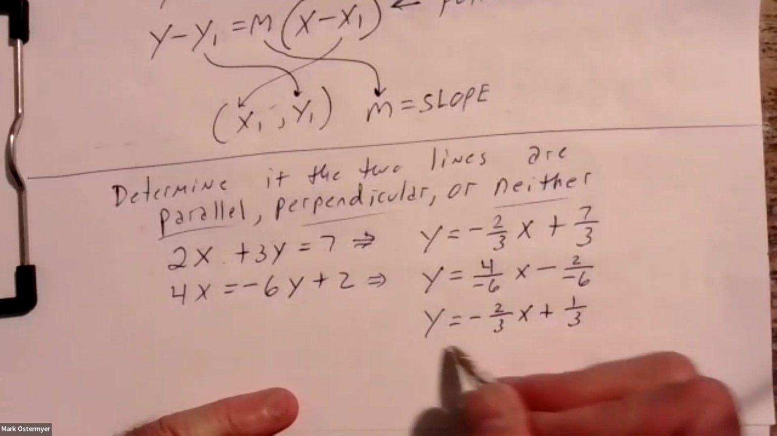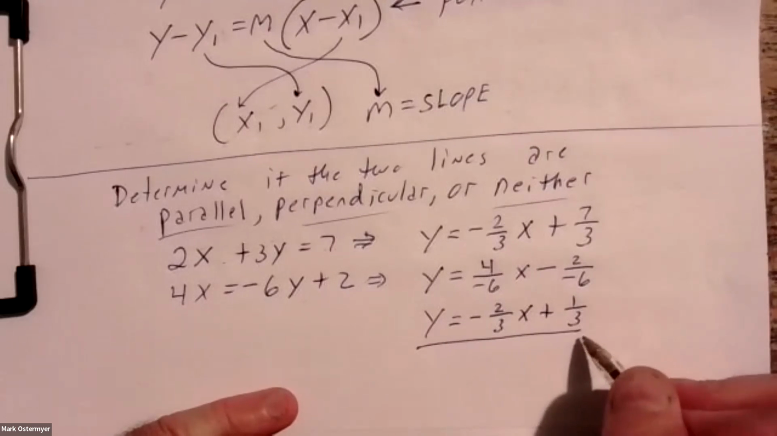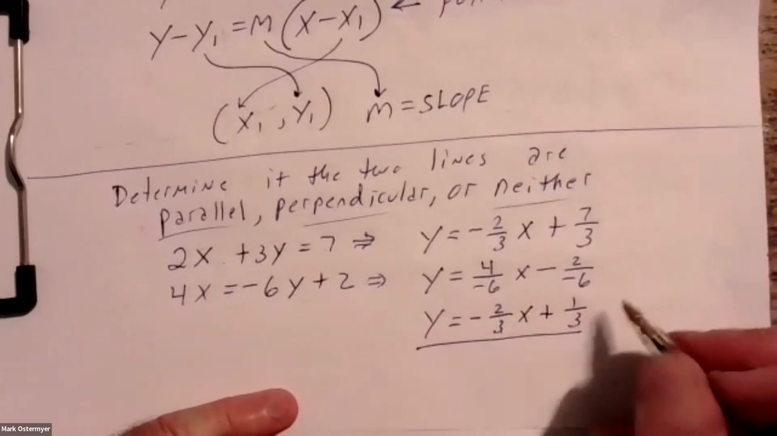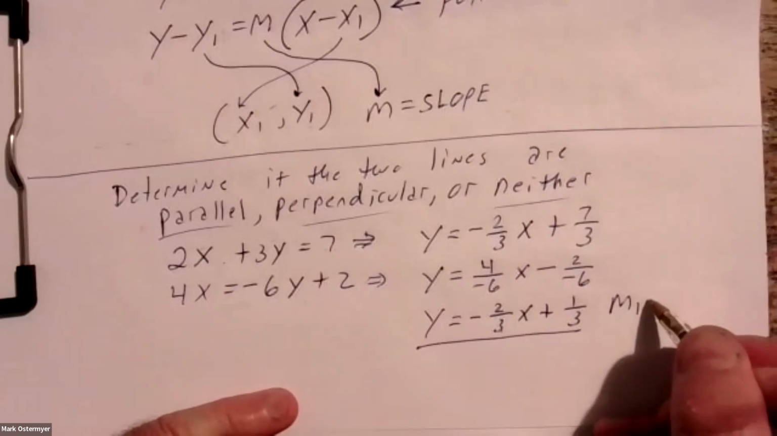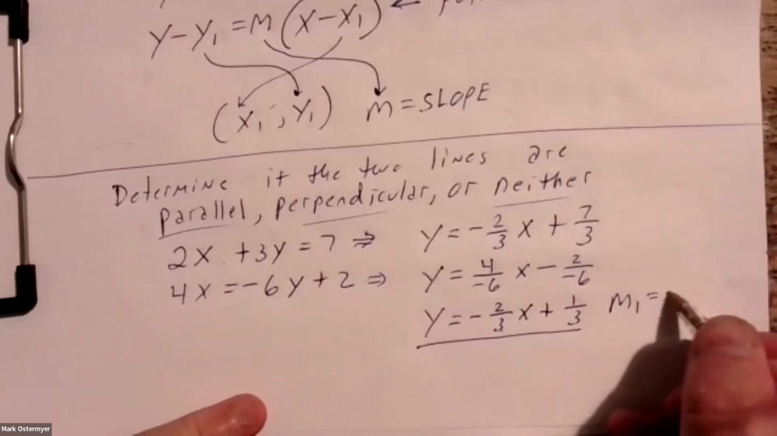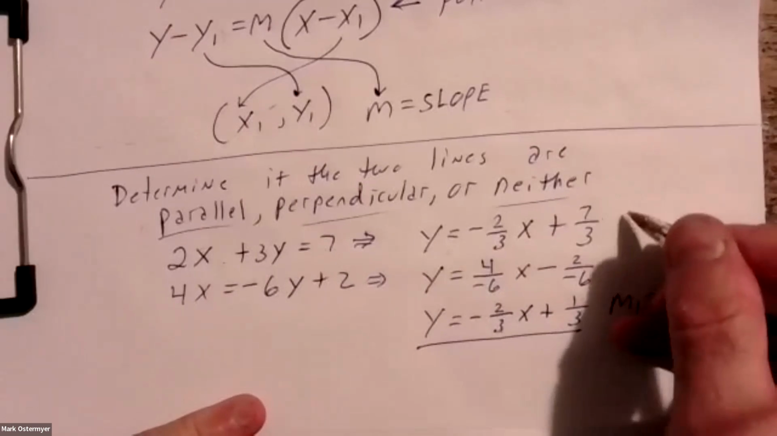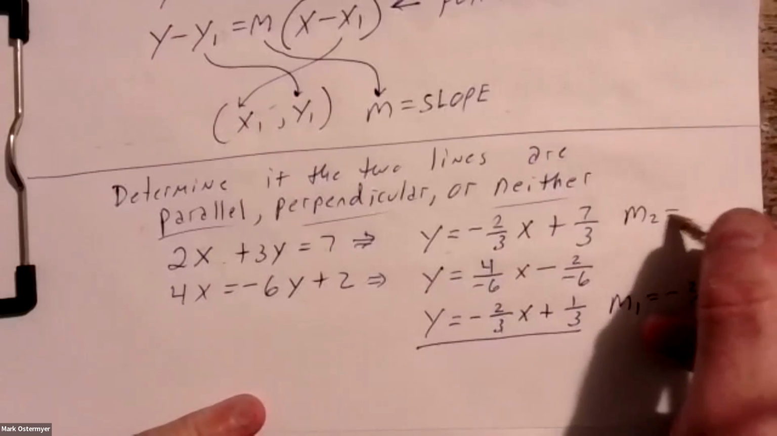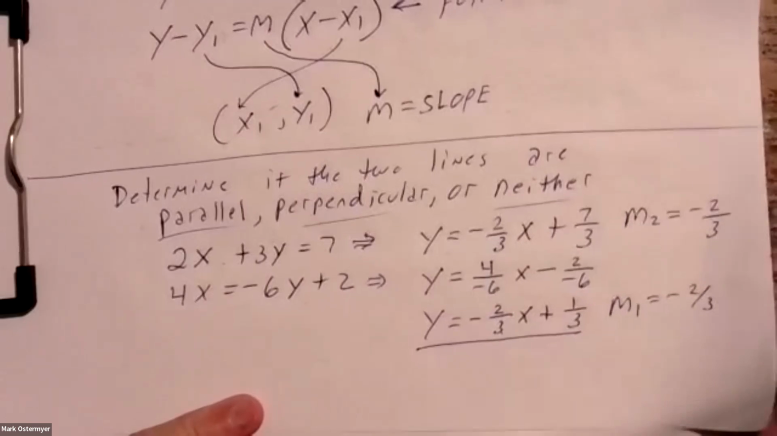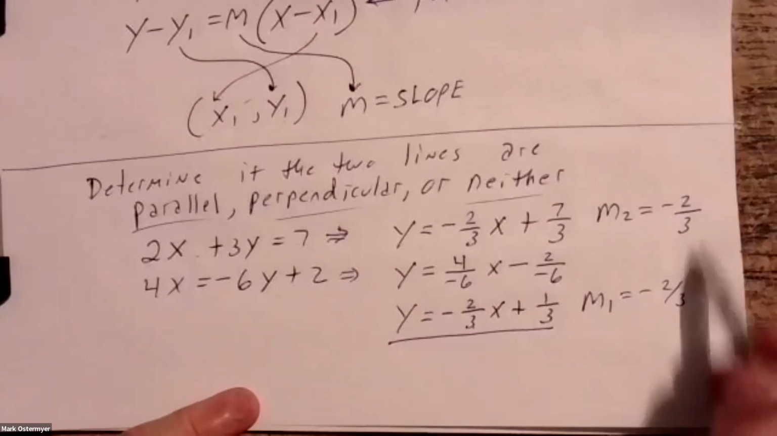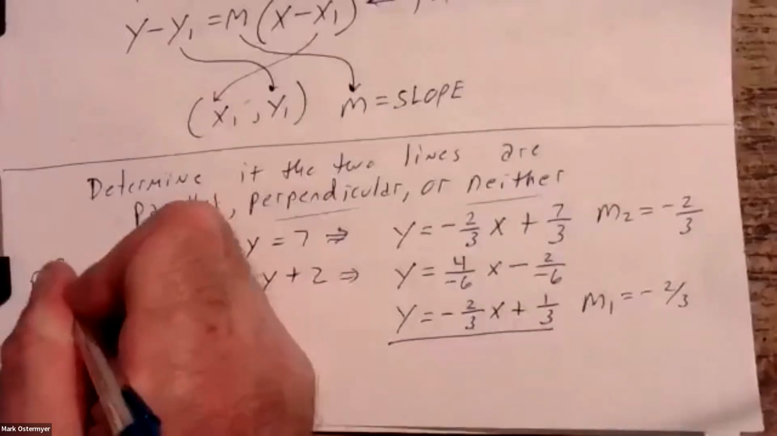Ladies and gentlemen, you be the judge. What's the slope of this line here? Slope is negative 2/3. We'll call that maybe line 1. And what's the slope of this line? Negative 2/3. Maybe call this line 2. So what kind of lines are these if the slopes are identical? Parallel. These are parallel lines, okay? And we're done with that problem.